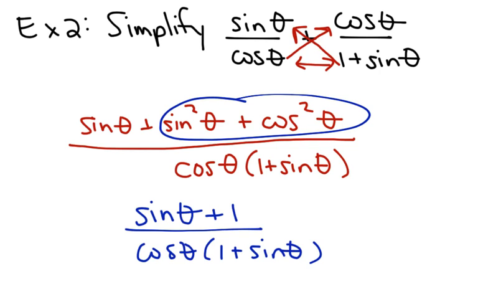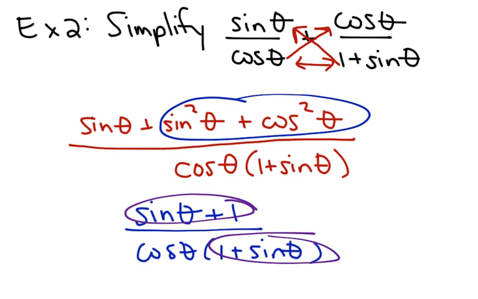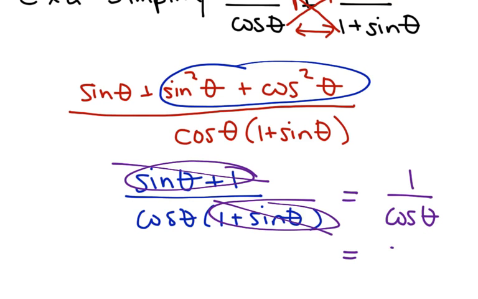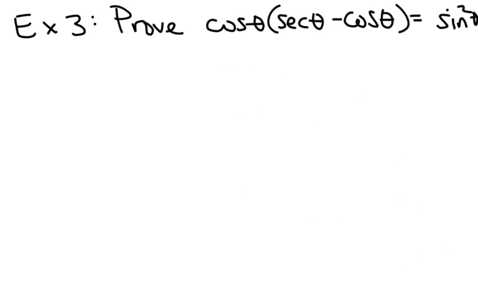Now do you see why I didn't multiply out the denominator? These two quantities are the same, regardless of order, because addition is commutative. So they cancel, and you're left with 1 over cosine theta. And 1 over cosine theta is the same as secant theta. All that work to find out that the initial expression was just equal to secant theta.